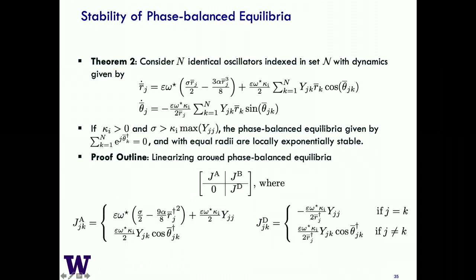And here again, it's the same story. You set all these derivatives to 0 and solve for the equilibrium. You look at this Jacobian, using a standard linearization approach, and you look at the diagonal blocks, this JA and JD, and study their properties to establish that the point where everything is spaced apart equally is attractive, at least locally.